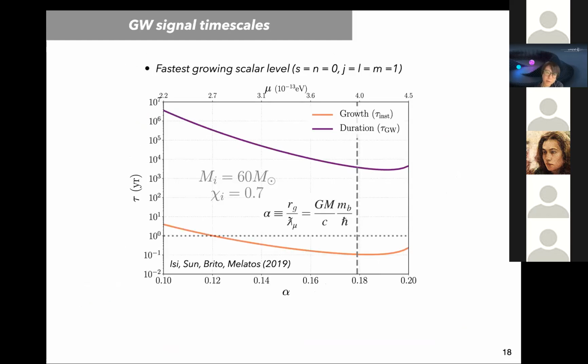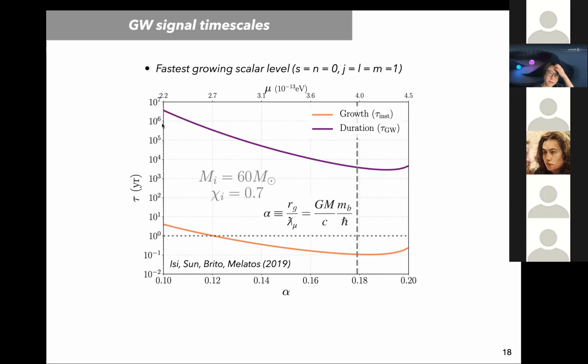A bit more information about the signal timescale. Here we are still considering the fastest growing scalar level, and we consider a particular example with the black hole mass being 60 solar mass and spin 0.7. That is similar to a remnant black hole formed in the first gravitational wave event, GW150914, which is a merger of two black holes with about 30 solar mass each, and they form a new black hole of about 60 solar mass. So that is quite typical of LIGO Virgo detections.